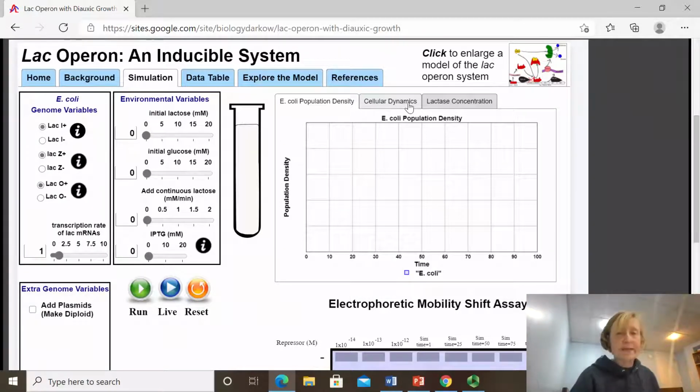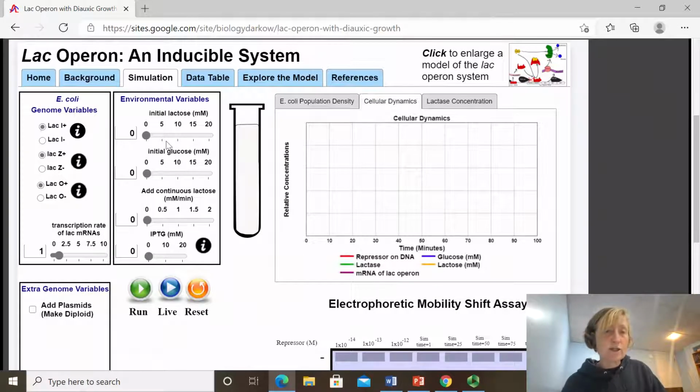Click on the Cellular Dynamics tab and set the initial lactose concentration to 10 micromolar, and click Run. Well, this is going to look a lot like what we've already done. We make sure that the repressor is functional all the time in this setup.